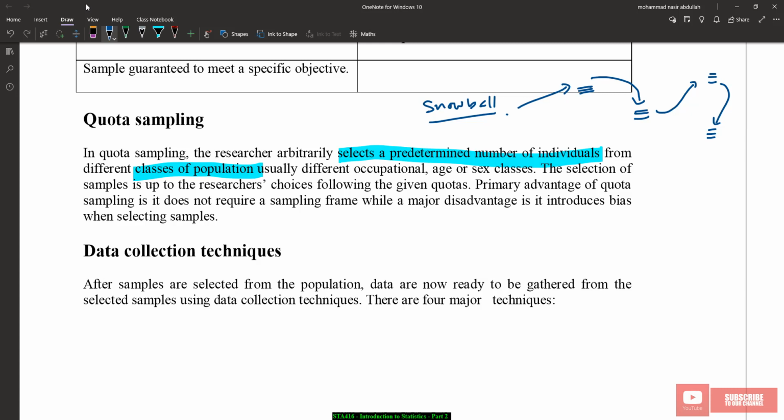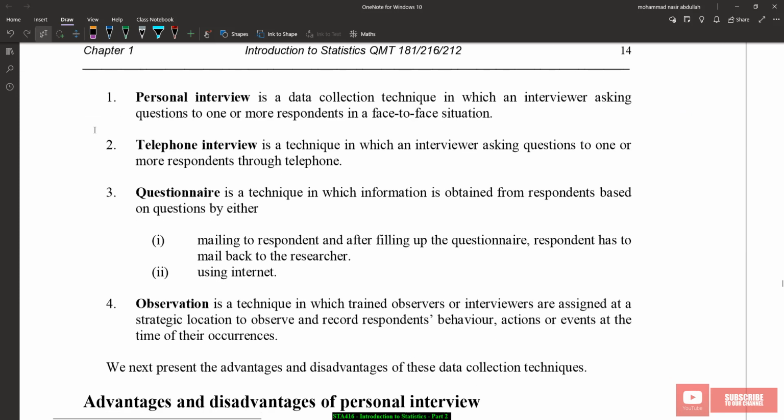Right. Now, the last stage of the sampling process is data collection techniques. After we already select the members and determine the sampling unit, we need to go for data collection. There are four major methods in data collection techniques: personal interviews, telephone interview, questionnaire, and observation. Personal interview is a data collection technique in which the interviewer asks questions to one or more respondents in a face-to-face situation. Let's say we have a focus group, it lies under personal interview. It is the same situation, face-to-face question and answer.